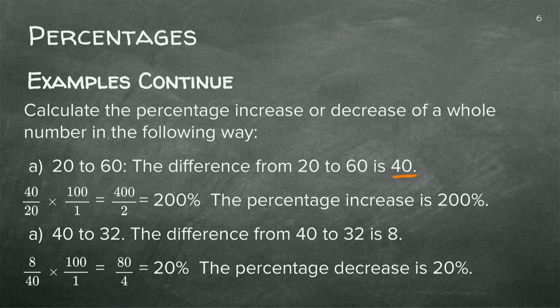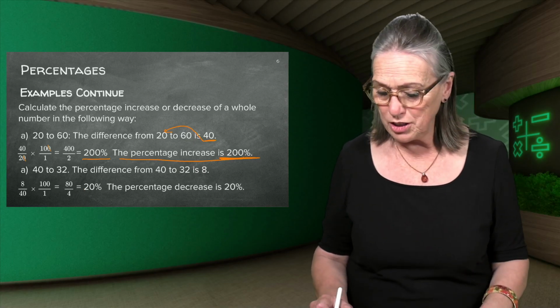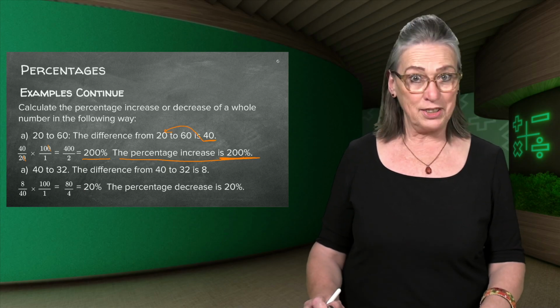Okay, so we put 40 over 20 because it is 40 bigger than 20. So 40 over 20 times 100 over 1. And now let's do it again: 0, 0, 40 times 10 is 400 over 2 is 200%. So the percentage increase is 200% from 20 to 60. Cool. So if you got 20 for a task and then 60, you had a 200% increase.